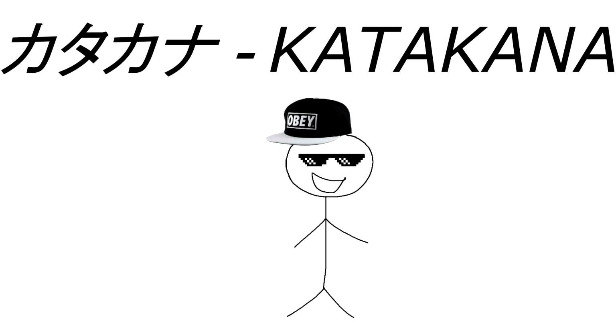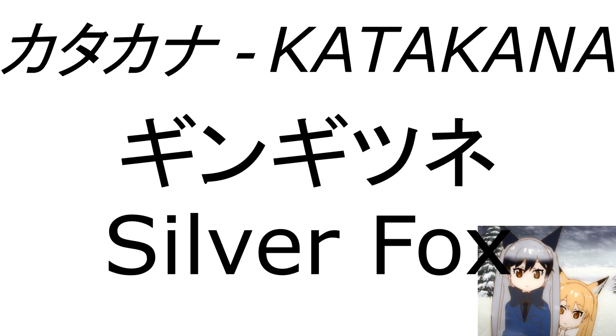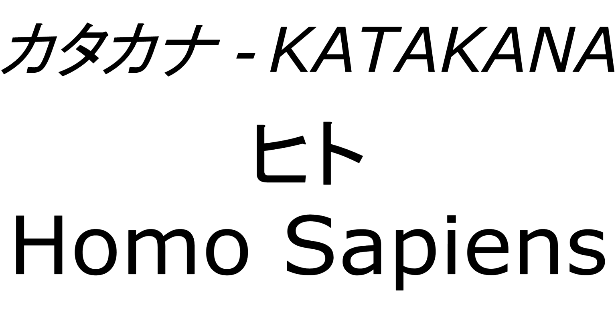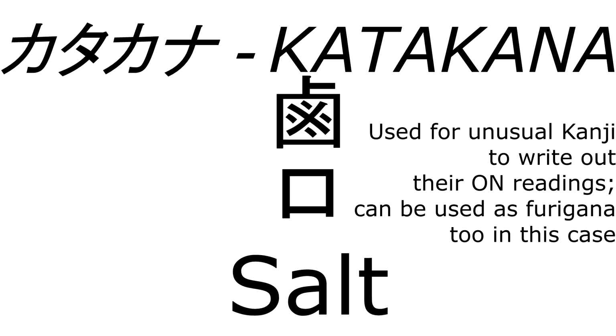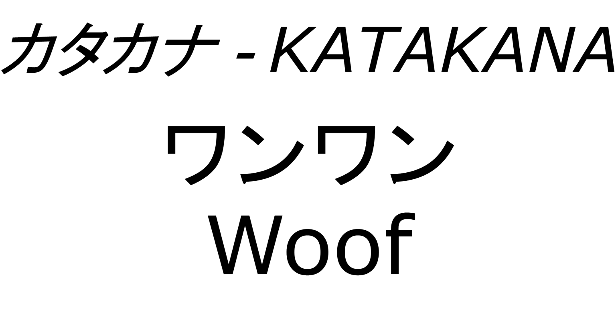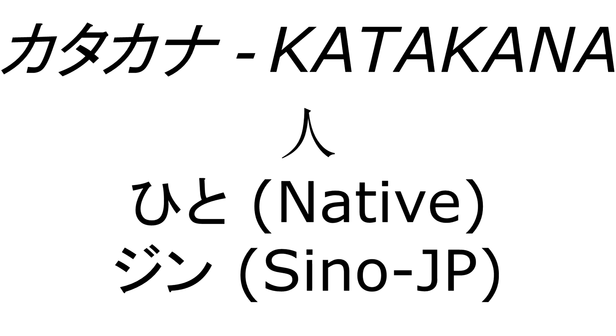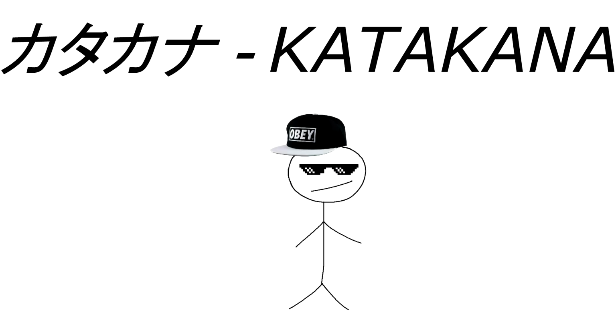Katakana is used for transliterations of foreign words and names, names of animals, plants, scientific or technical terms, words that have a rare kanji, company names, onomatopoeias, putting emphasis on a word that would otherwise not be written in katakana, writing out the pronunciation of Sino-Japanese words, which are words of Chinese origin imported over the centuries into Japan.